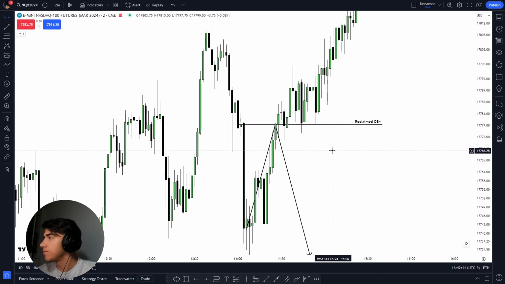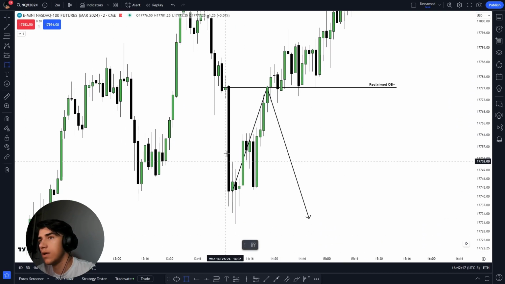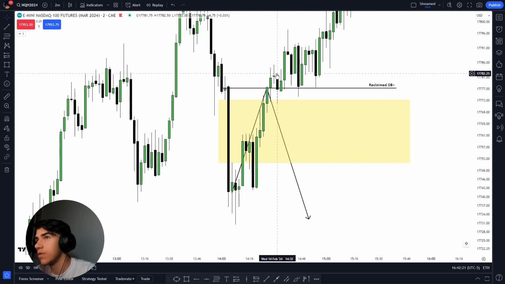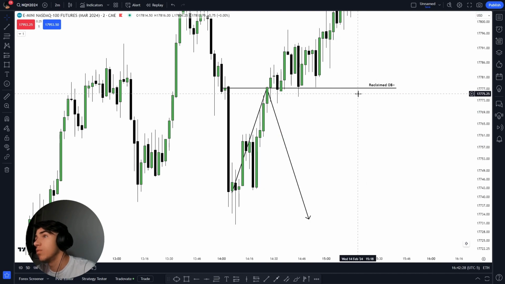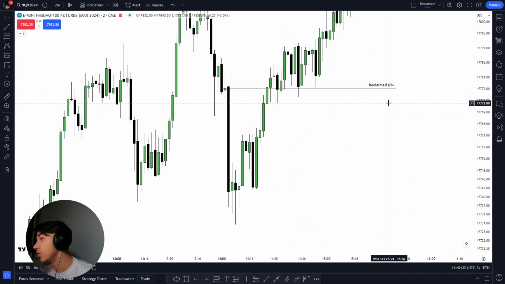You can look at it the same way you look at an inversion fair value gap. Now, what is an inversion fair value gap? Well, quick explanation here. We have a bearish fair value gap here. We trade through it, and we use that fair value gap as support instead of resistance. The same thing with a reclaimed order block, at least in my opinion. Some people may view these differently, but this is exactly how I view them.